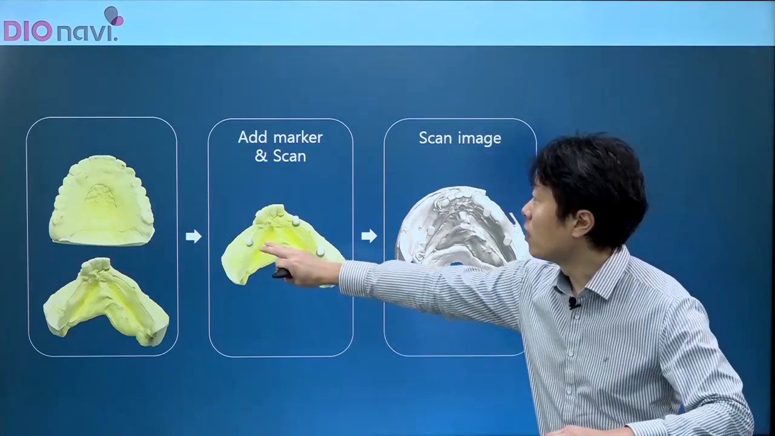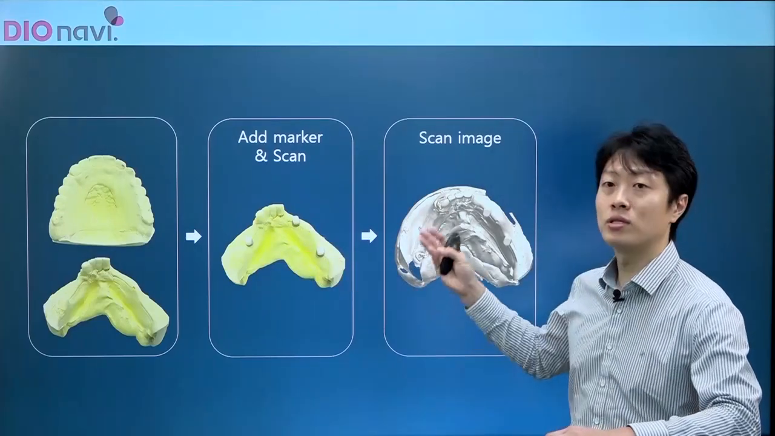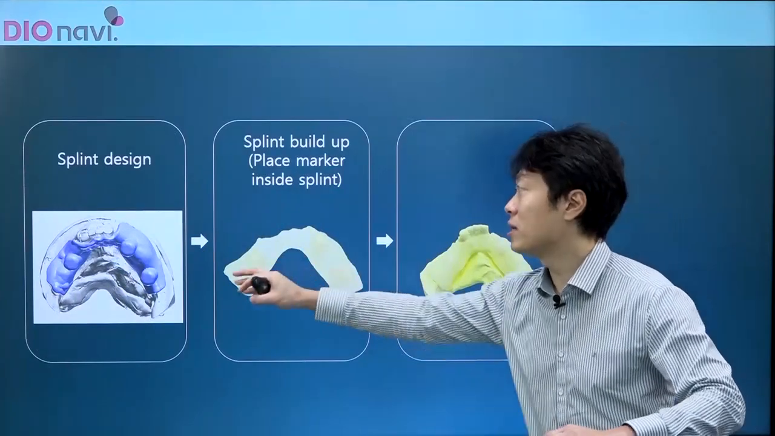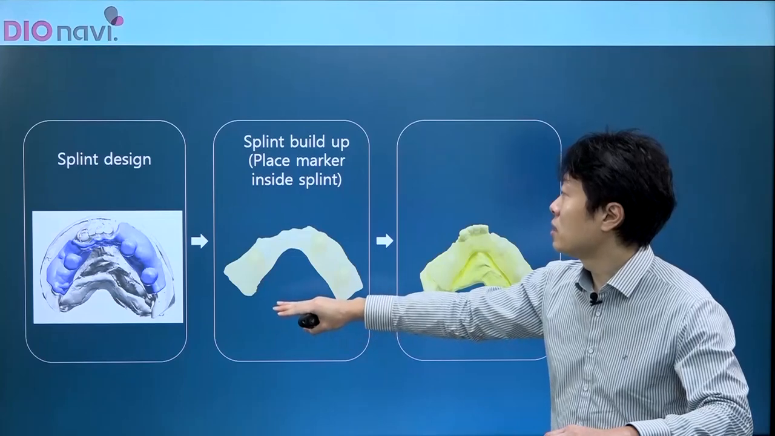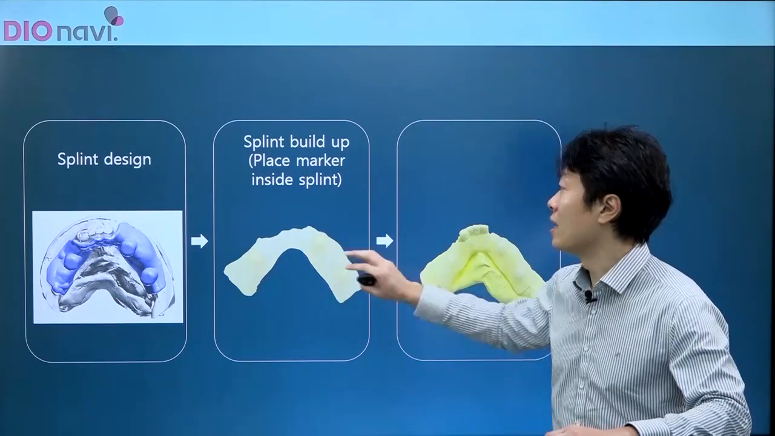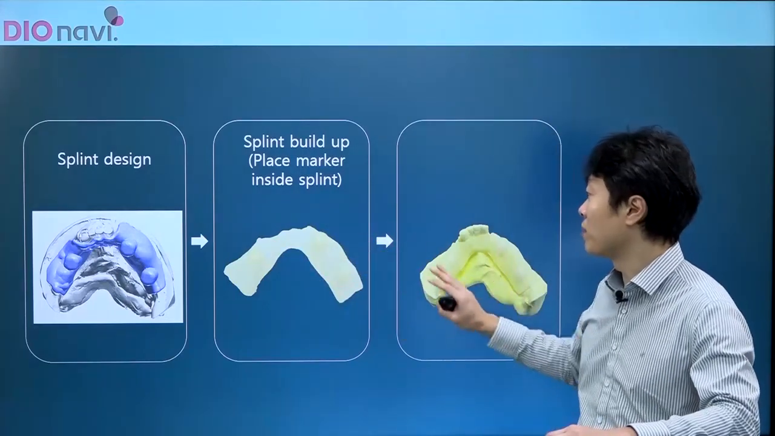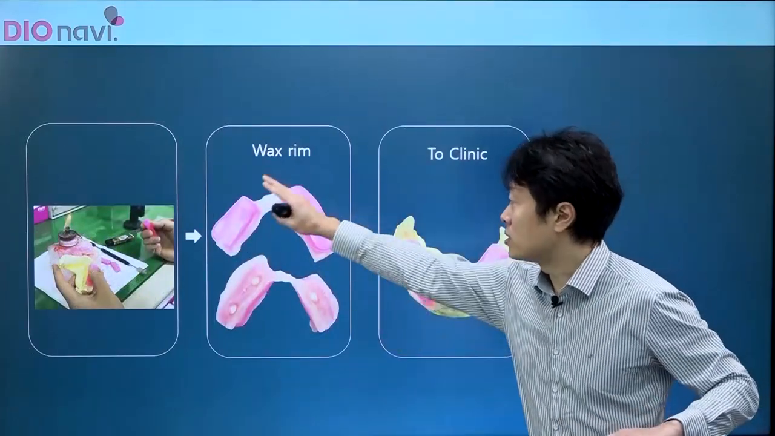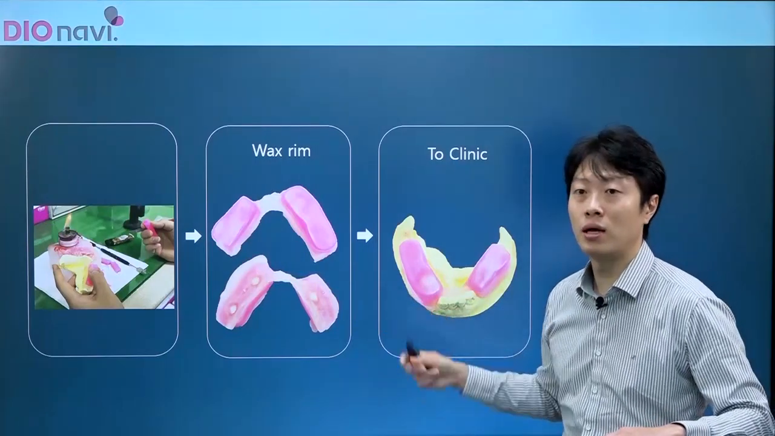First, they attach a marker to the plaster model. They scan with the marker attached. They design the splint on the scanned image obtained in this way. A splint is made based on the splint design, and a splint is produced with a marker inside. At this stage, the DIOnavi Center puts the wax rim like this on the top and sends it to the clinic.